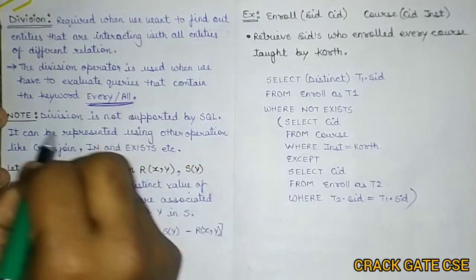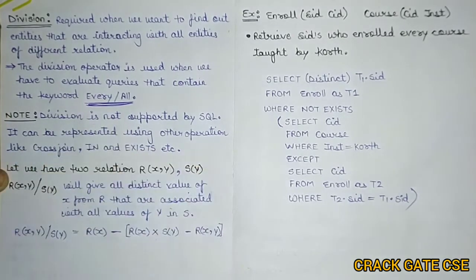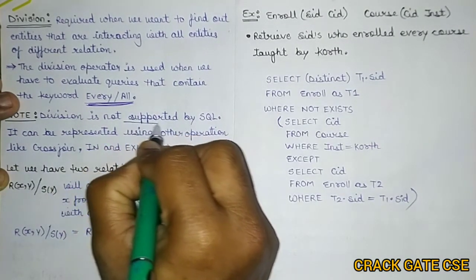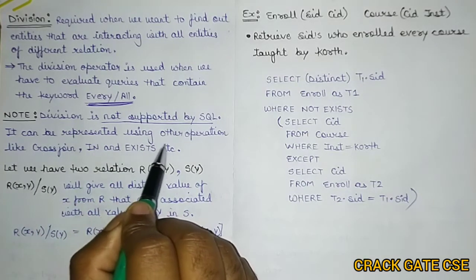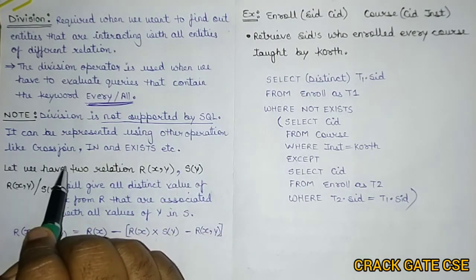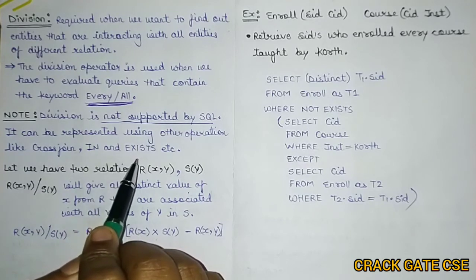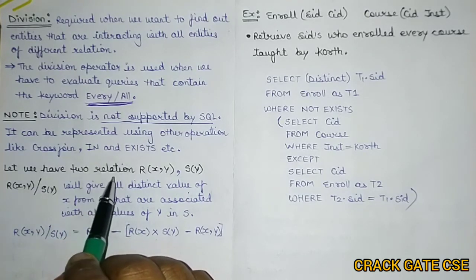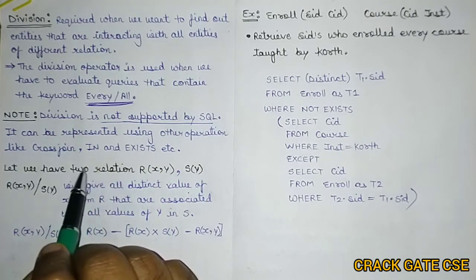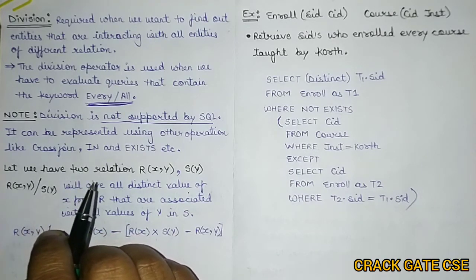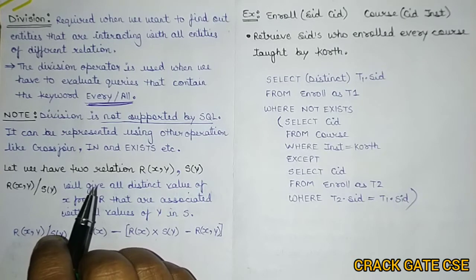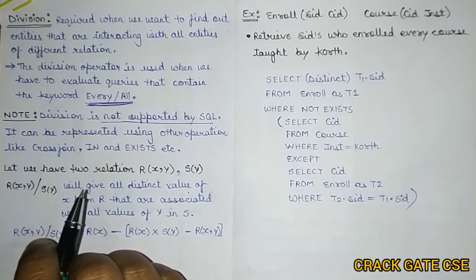Right? Now, there is an important note that division is not supported by SQL. So we cannot directly implement the division operator in SQL, but it can be represented by using some other operations like cross join, in, exists, not exists, and so many. So we have to perform the division in an SQL query by using some combination of operators that exist in SQL queries, since there is no direct operator.